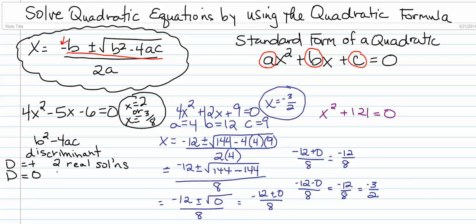solution. Actually, we do have 2. It just so happens that it was the same one both times. Like right here, if I had kept this one going, it would be negative 3/2 again. So 2 answers, they just happen to be the same thing.